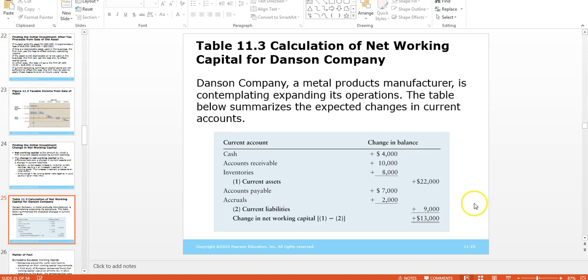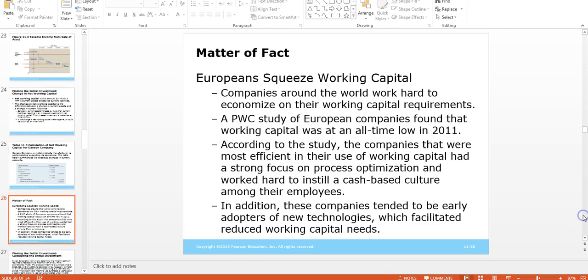Here's a simple example of calculating net working capital. The change in the cash balance is 4,000, the change in the accounts receivable is 10,000, and the change in the inventories is 8,000. So the change in the current assets is 22,000, and the change in current liabilities is 9,000. If I subtract the two, as I stated before, your change in net working capital will be $13,000. And you need that for the initial investment.